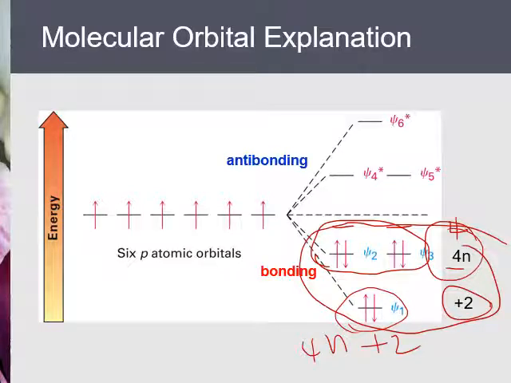If the molecule has electrons different from 4n plus 2, that means you may have electrons go to this anti-bonding molecular orbital, and that makes molecules unstable. Or you may lose electrons from the bonding molecular orbital. Again, it makes molecules unstable. So 4n plus 2 is the most stable electronic structure for a cyclic conjugated system.